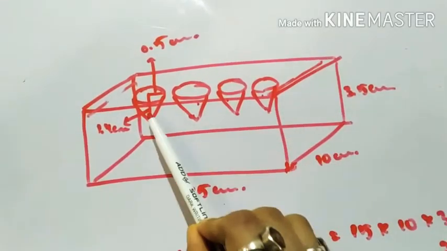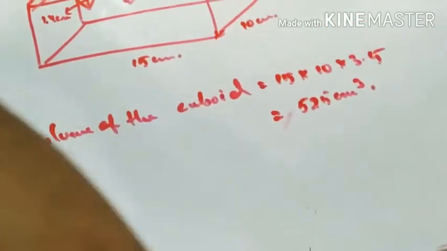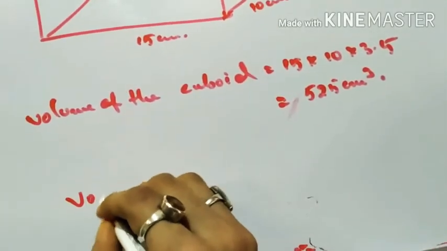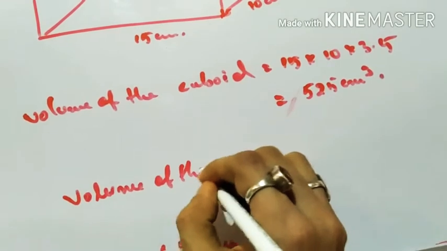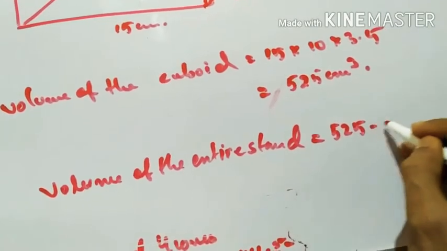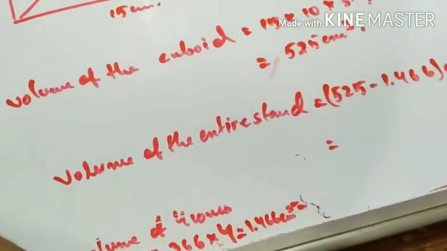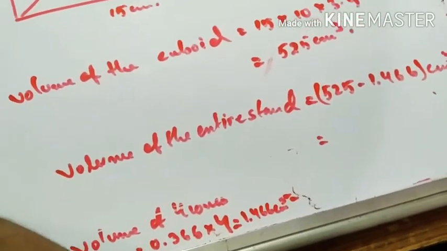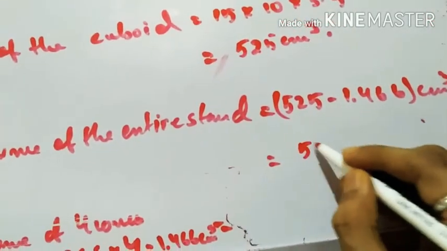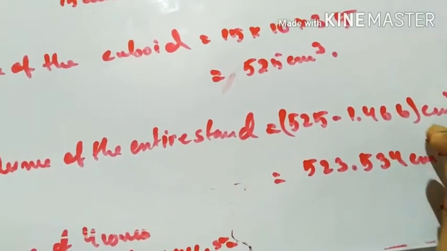Now from the volume of this whole cuboid I will subtract the volume of these 4 conical depressions. So I will write volume of the entire stand. It will be 525 minus 1.466, and I will get 523.534 centimeter cube.